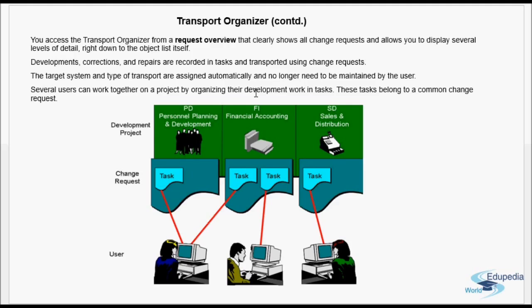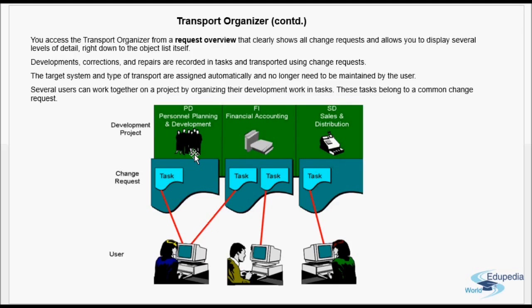Now, the entire concept of this transport organizer and the change in the transport management system is this. When you initially do the SAP implementation, you will say, see, my data should flow from development to quality to production. In the earlier video we saw a 3-system landscape, with development, quality and production, and data flows from one system to another.